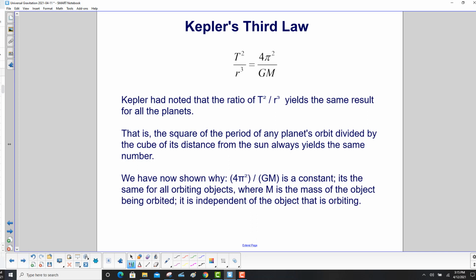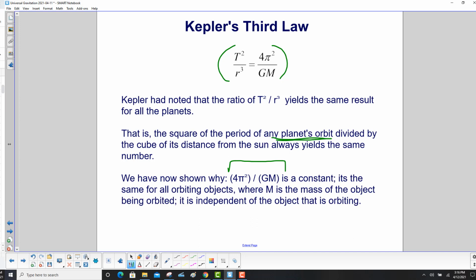This is Kepler's third law. This is incredibly profound. Kepler had noted through measurements that the ratio of T squared over r cubed yields the same result for all the planets. That is, the square of the period of any planet's orbit going around our sun divided by the cube of its distance from the sun always yields the same number. That's phenomenal. We've now shown why with this equation. 4 pi squared over GM, that's a constant. It's the same for orbiting objects.